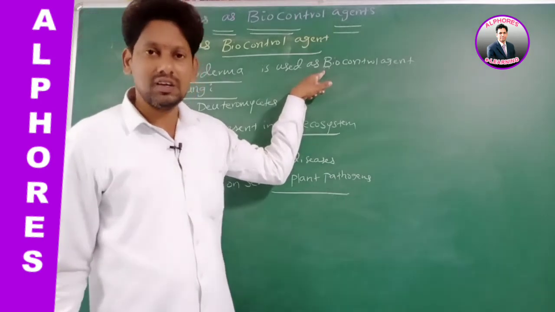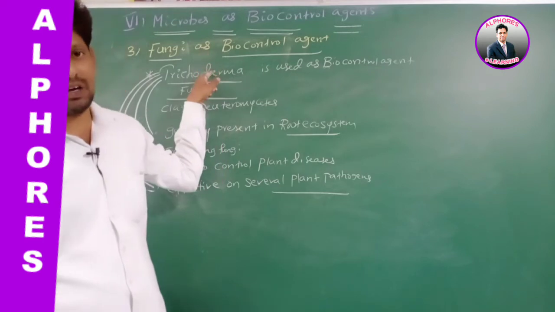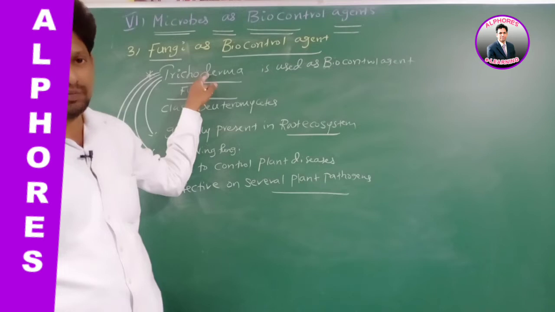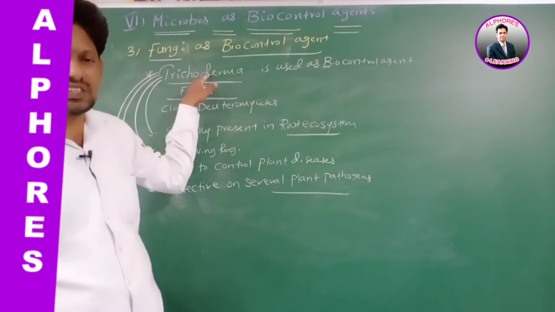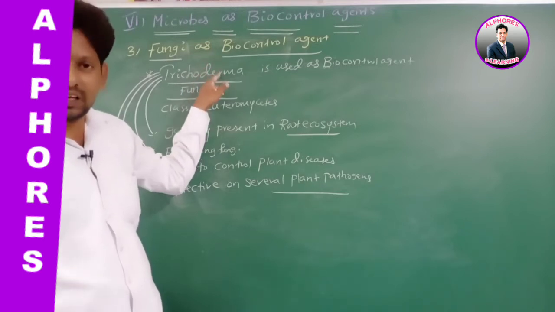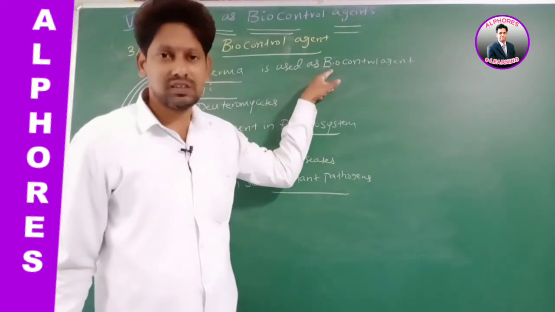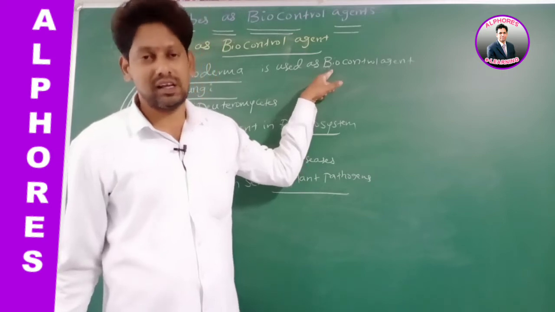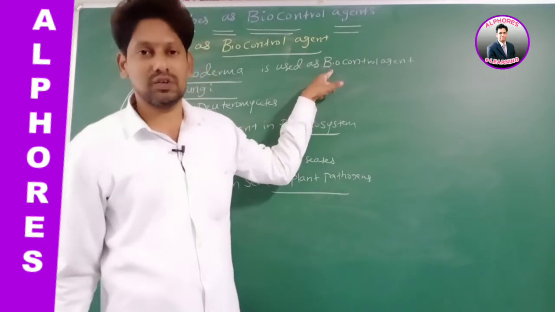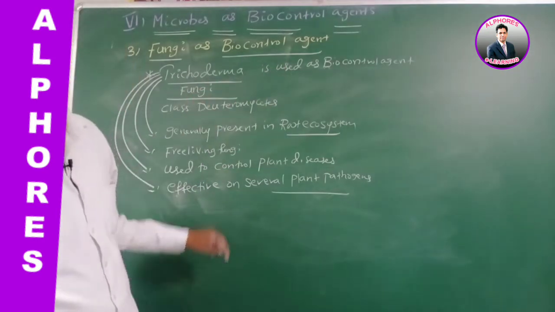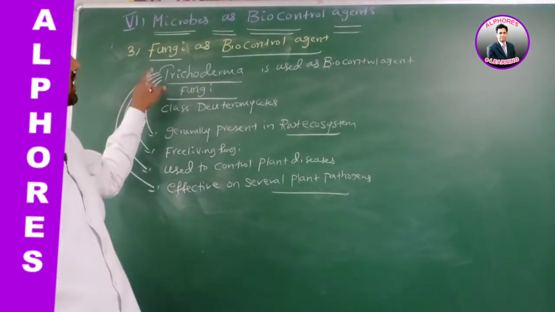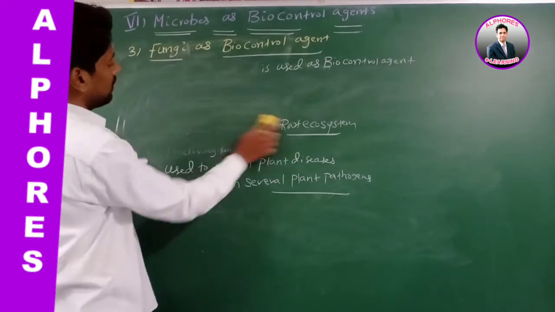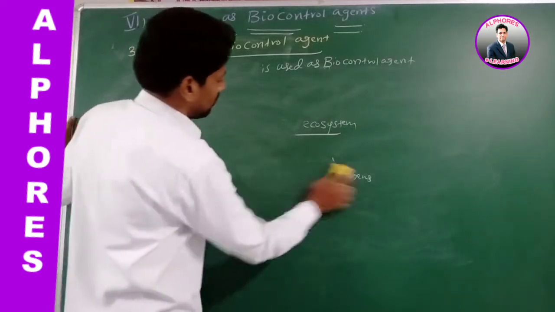Therefore, the fungi which belongs to genus Trichoderma, I am speaking about the genus word, not the species word, is used as biocontrol agent. That fungi is used to extract cyclosporin A, an immunosuppressive agent. Is this statement clear? Right? This is concerned to fungi as biocontrol agent.